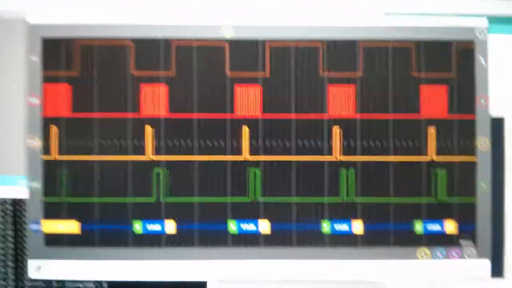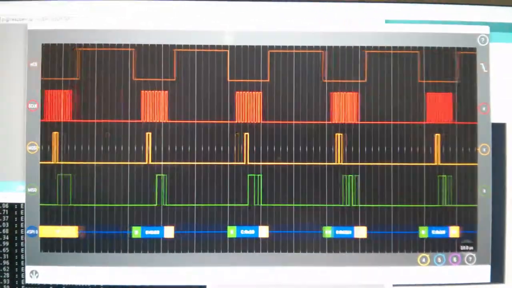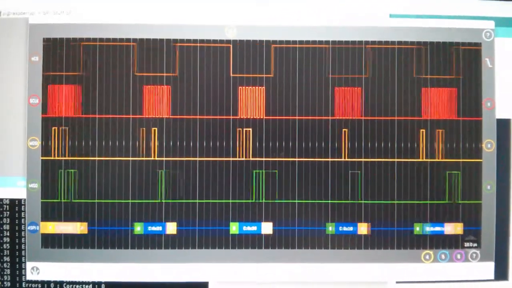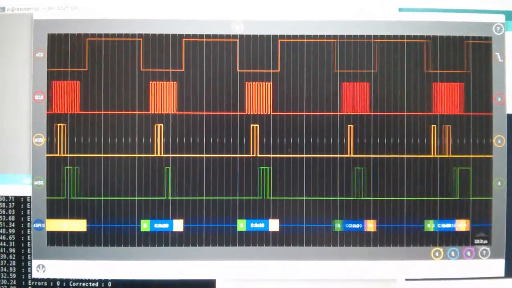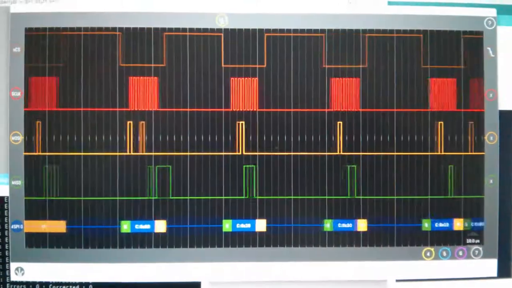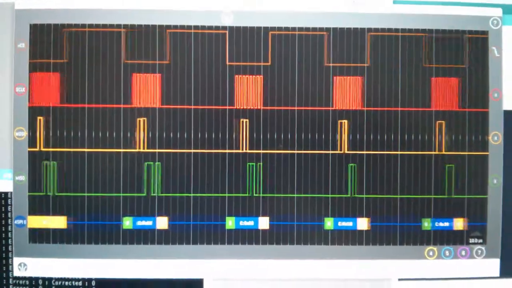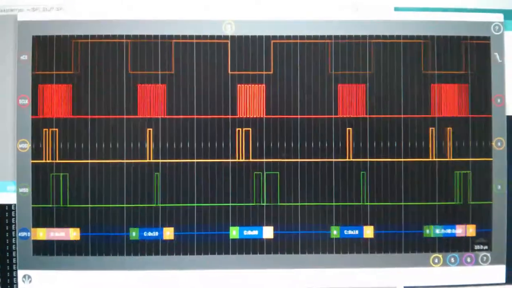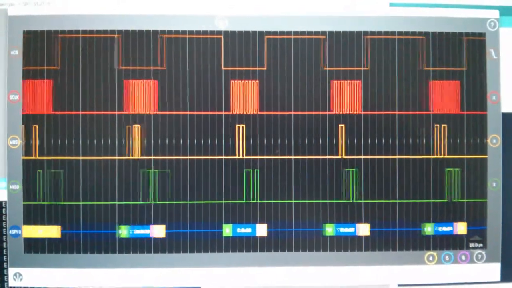The waveforms are slave select, clock, MOSI, and MISO in that order. And you can see what's going on. It looks great. We're transferring floats. We're incrementing our float by 0.01 at each transfer.